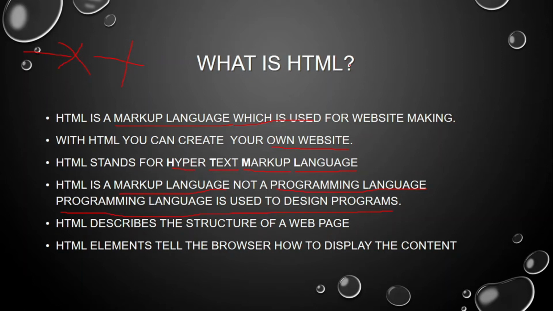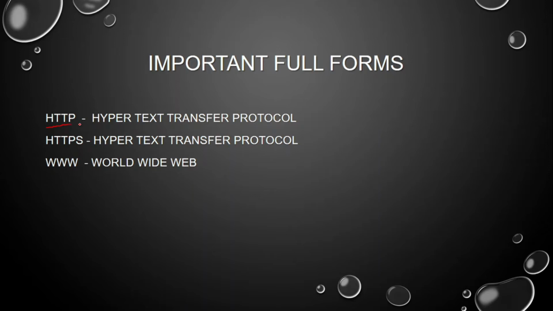So now I am going to be showing you all the HTML tags and everything. Before that, there are a few important full forms you need to learn. What is HTTP? HTTP stands for Hypertext Transfer Protocol. What is HTTPS? HTTPS and HTTP are both the same, but HTTPS has this S. HTTP doesn't have S, HTTPS has S. Hypertext Transfer Protocol, and S stands for Secure. And www stands for World Wide Web, which you mostly see in names like www.google.com, www.office.com, etc.